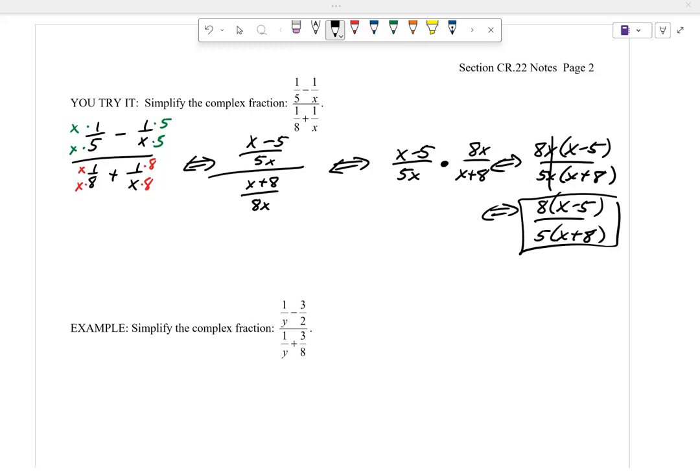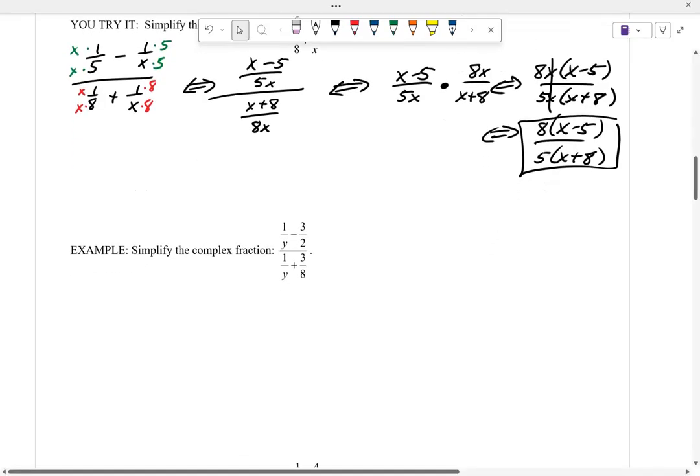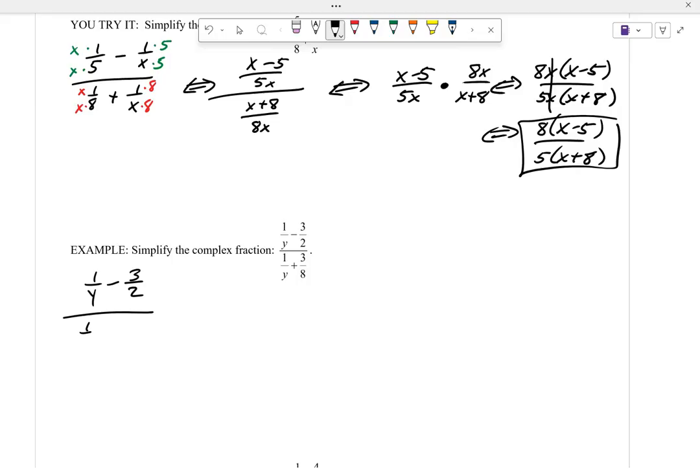Let's move on to another one here. We've got 1 over y minus 3/2. Let's go ahead and write that. Let's get a common denominator there, and we'll also get a common denominator down below as well. So this one's missing a 2, and this one's missing a y. Now we see our 2y common denominator. In the denominator here, this one's missing an 8, this one's missing a y. So it looks like now we're squared away with common denominators.